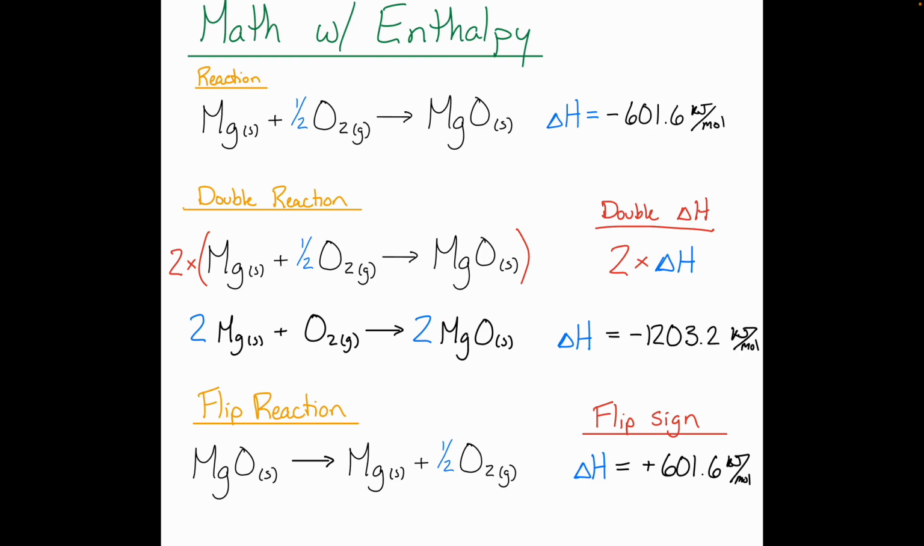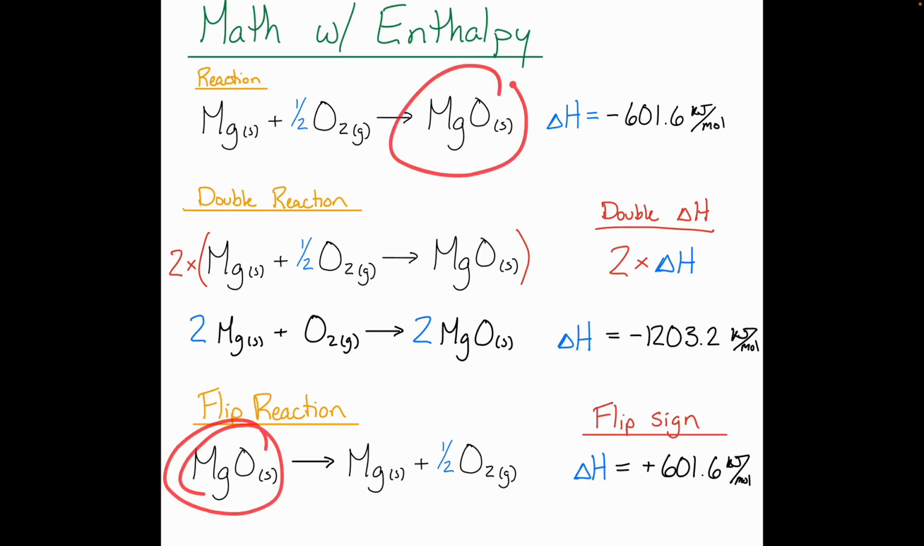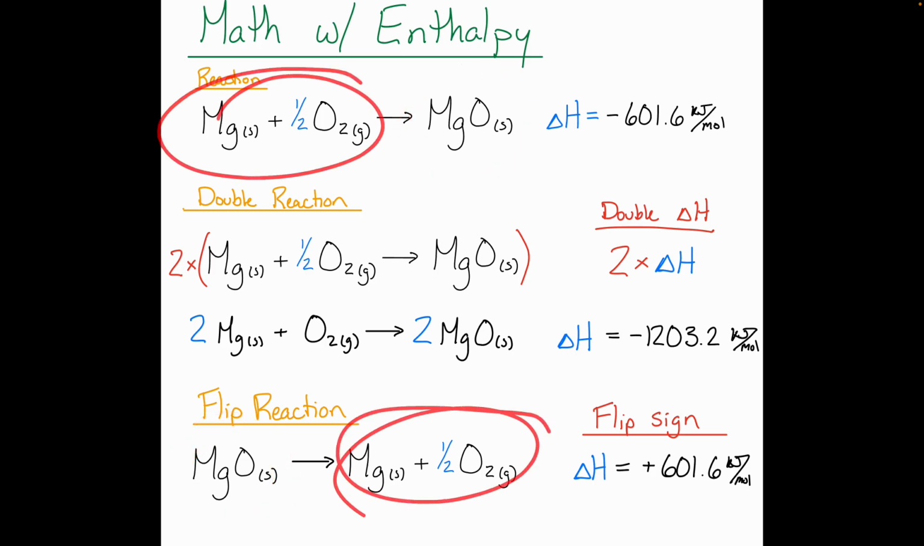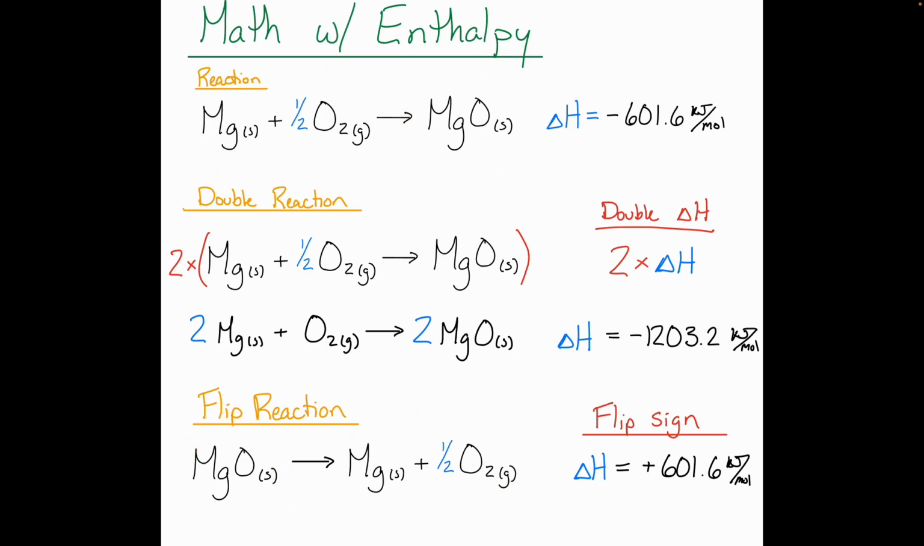If we were to take this chemical equation and flip it, so that formerly my products are now on the reactant side, and I move my reactants to the product side, I flip my reaction, I'm going to flip the sign of that delta H, but the value doesn't change.